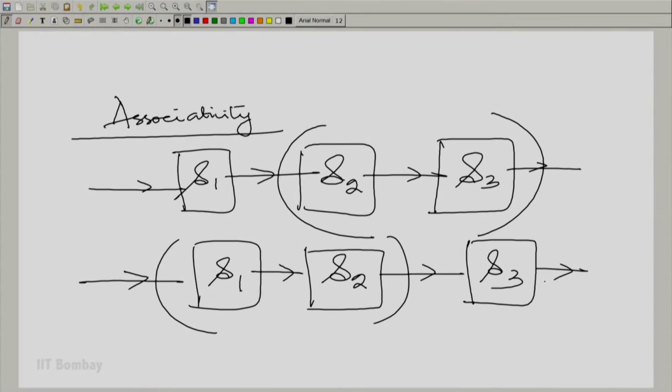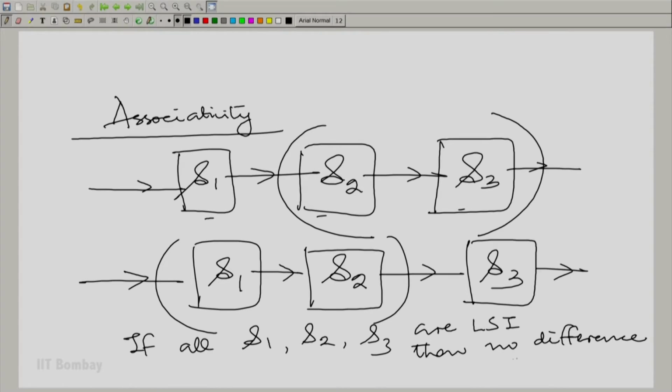This is what associativity says, that it does not make a difference if S1, S2, S3 are all linear shift invariant systems. If S1, S2, S3 are linear shift invariant, then this makes no difference. Now physically what would it mean? It would essentially mean that you could have two systems of one kind and one system of another.